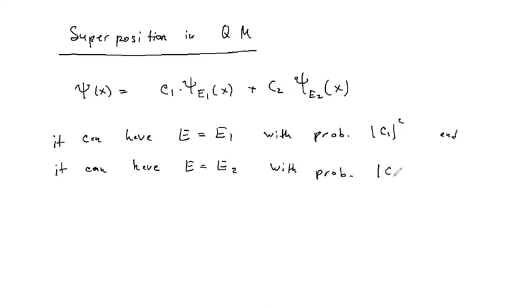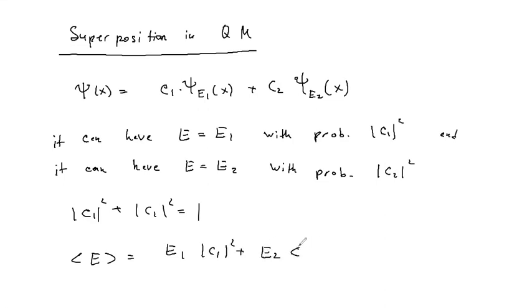This probability is C2 squared. Because probabilities should satisfy normalization, you can calculate, for example, the normalization constant. So C1 squared plus C2 squared must be equal to 1. The total probability to find your system with energy E1 or E2 should be just 1. And you can find the average energy.